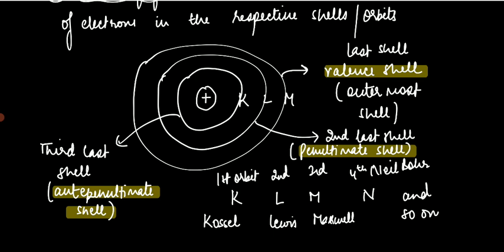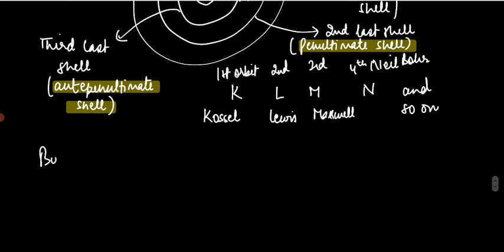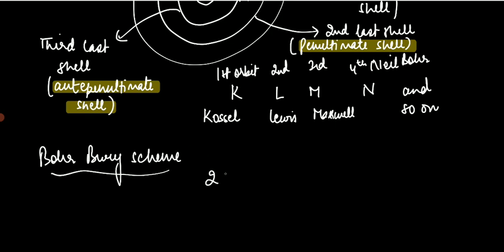Now, in order to understand these shells, we need to understand another rule that is called the Bohr-Bury rule, or scheme also we call it. That is given as 2n square. See, inside an atom, just imagine, how do we know what are electrons? How do we know what are protons, neutrons? So the scientists named it. So how do we know in which country you're sitting? Somebody named it.